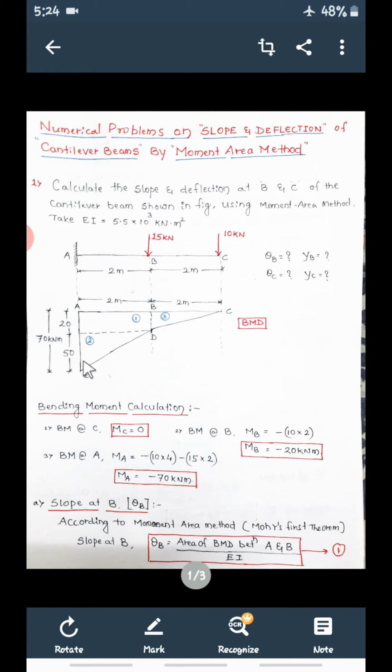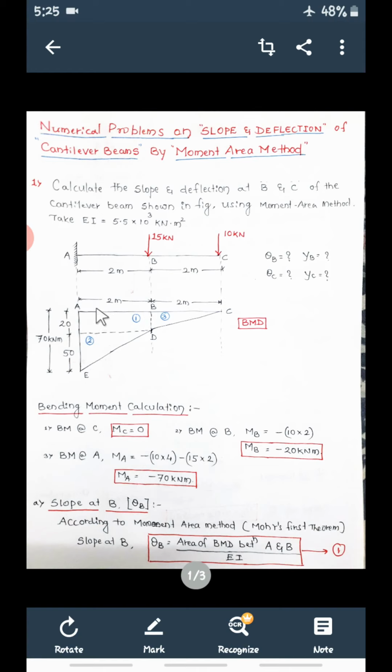Now join these. Here it is 70, here it is 20, here it is 0. There is no load in between A and B, so it is a straight line. Connect this straight line. Then similarly B to C, no load, again join with a straight line. So this is the bending moment diagram.